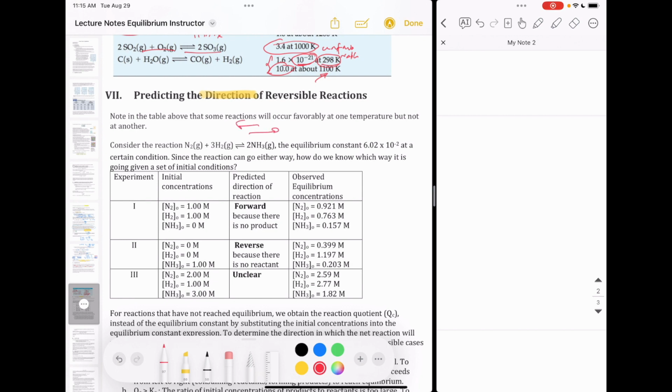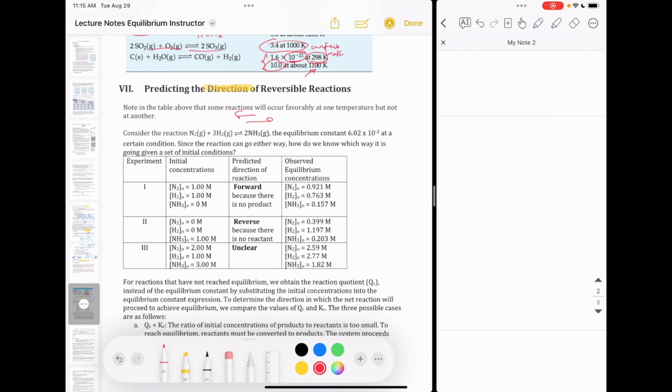So at any point in time, we should be asking ourselves, is my reaction going to make product or is it going to make reactant? As a net, I'm talking about over time, would it continue making reactant or would it continue making product? That is an important question, because if we're trying to make product, but the reaction is actually going towards making reactant, then we're just wasting our time waiting for it to progress. So how can we determine the direction of a reaction? One way that's really easy is just to see what's present initially. So let's think about that.